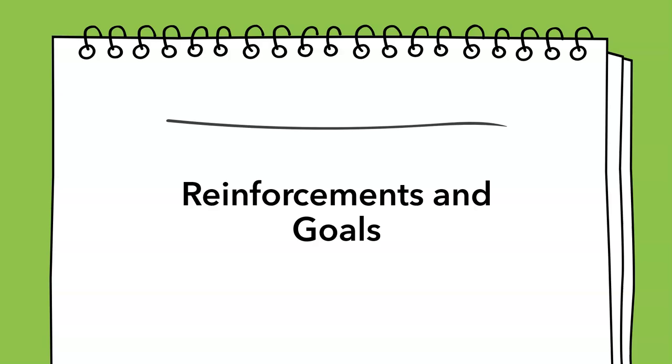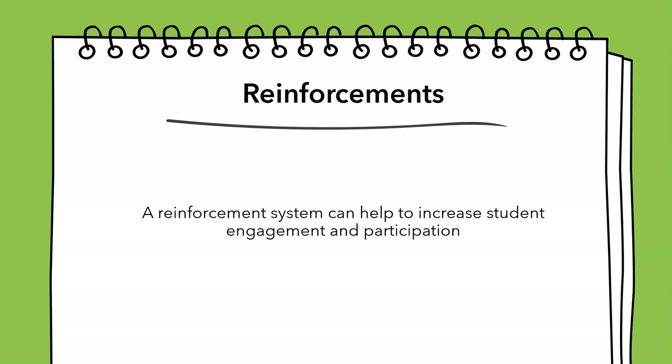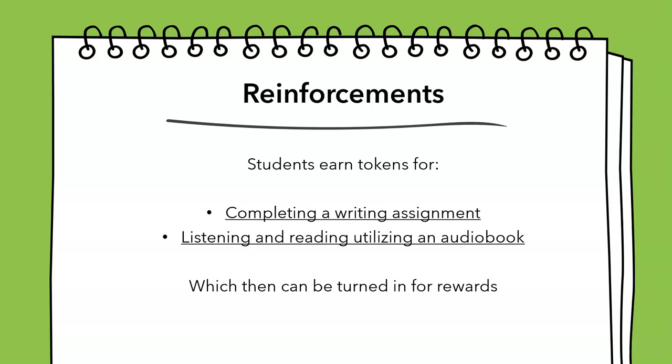Students with dyslexia may often avoid participating in reading and writing activities or completing assignments due to the difficulties that they experience in reading. To encourage them to participate, to read more, or complete their assignments, teachers can establish reinforcement systems in which they earn rewards for their efforts. One example would be to give students a token each time they complete a writing assignment or listen to an audiobook while following along in the text. They can then use these tokens in exchange for privileges or tangible items.